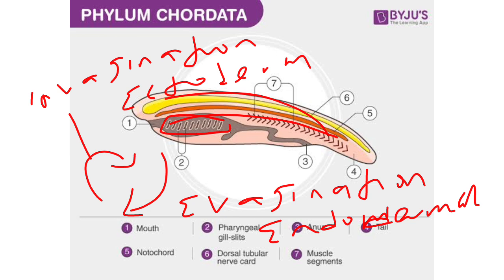But in tetrapod, example of tetrapod means what? Tetrapod means animal with 4 legs. You understand? Animal with 4 legs.